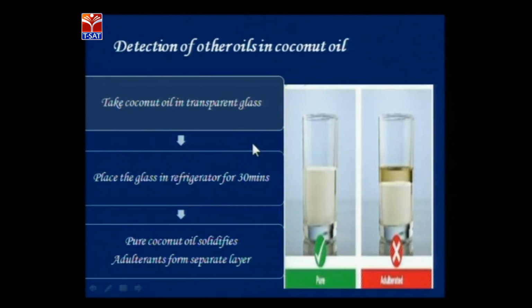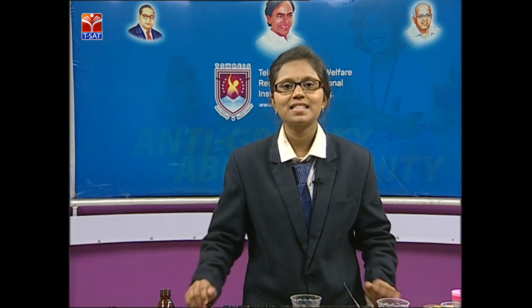Look at the slide. Here, take your sample, that is your coconut oil, in a glass and place this glass in the refrigerator for 30 minutes. After refrigeration, if your oil was pure, it will solidify. If your oil was adulterated with other oils, after 30 minutes, these other oils remain as a separate layer on the surface of your pure oil. By this test, you can separate other oils from your coconut oils.